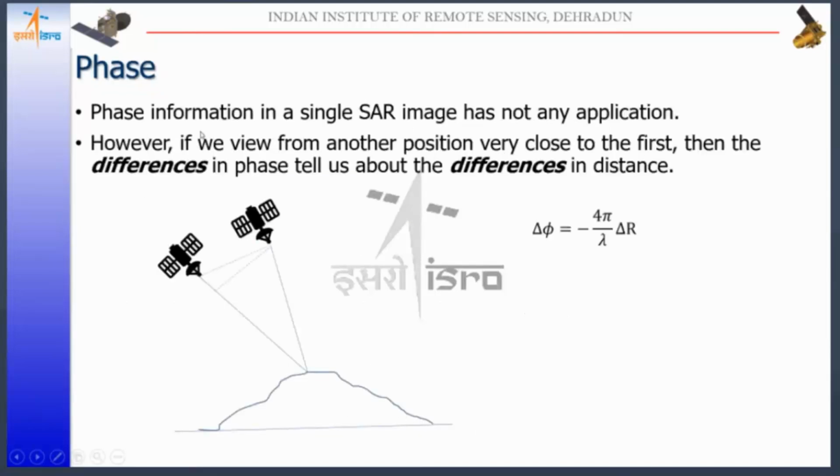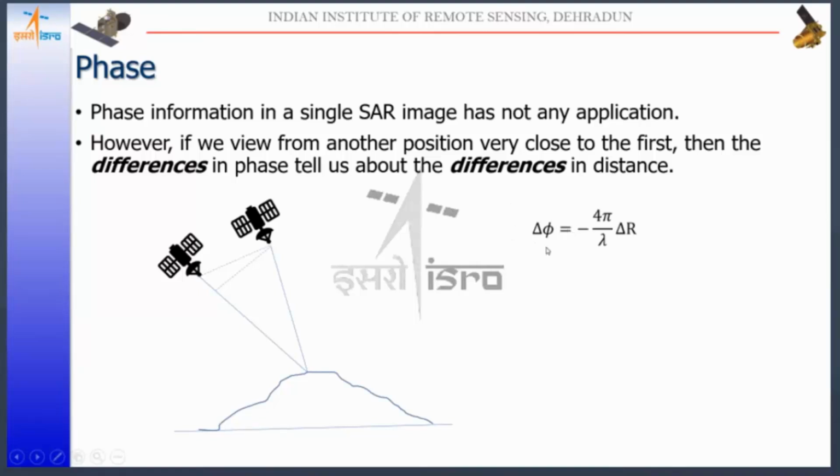So actually the phase information in a single SAR image does not have any application. If you have a single image, then you have both amplitude and phase, but the phase has no application if it is single. But if we have two SAR images, viewing the same area from another position or another orbit, then the differences in phase between the two SAR images tell about the differences in the distances.